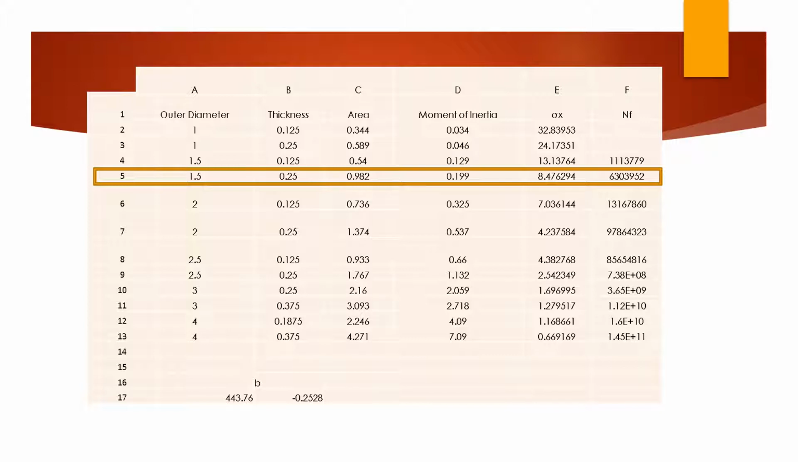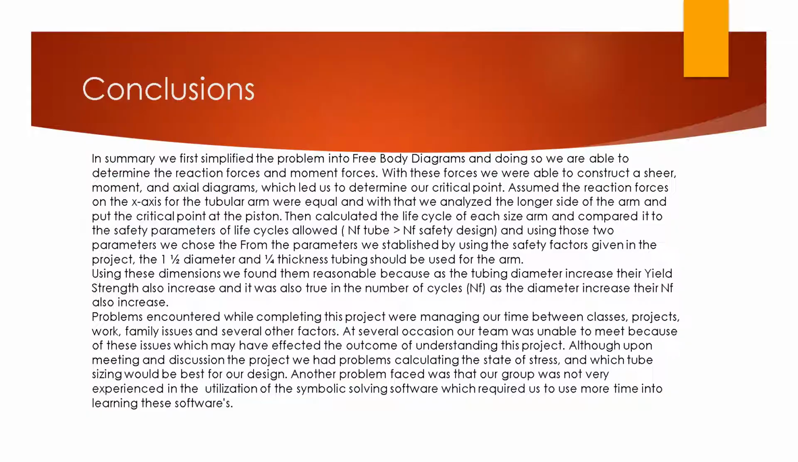Using this Excel spreadsheet, we were able to determine which parameters were best suitable for our design, which were an outer diameter of 1.5, a thickness of 0.25, area of 0.982, a moment of inertia of 0.199, and stress X at 8.47694, and our cycles to failure at 6,303,952, which was not over-designed or under-designed. Moving on to our conclusions.